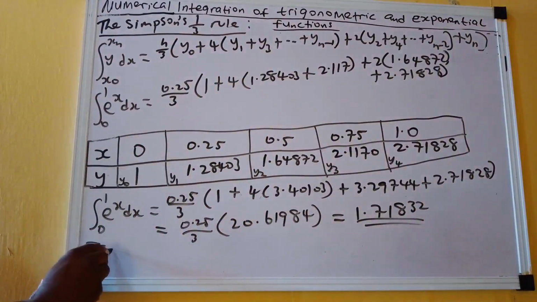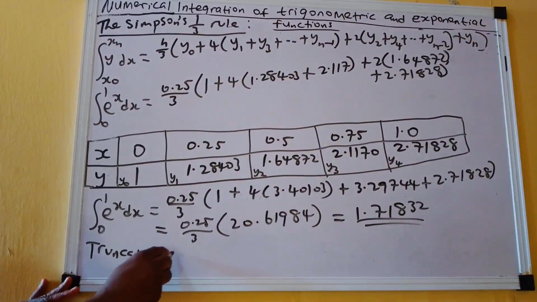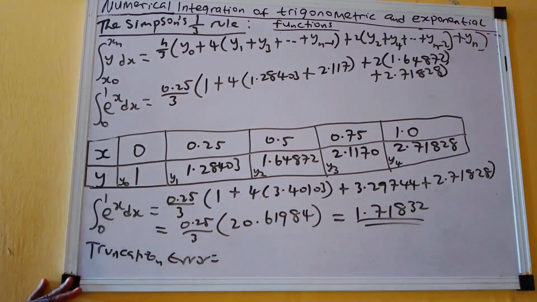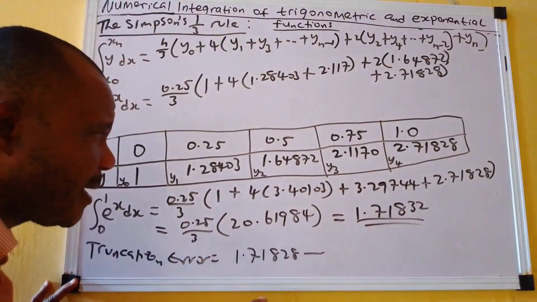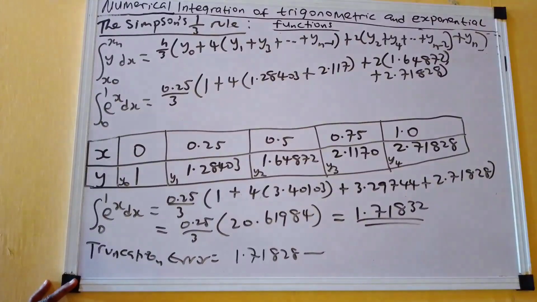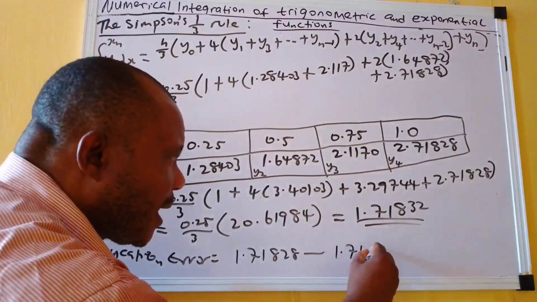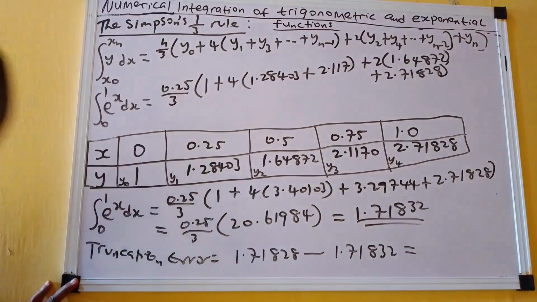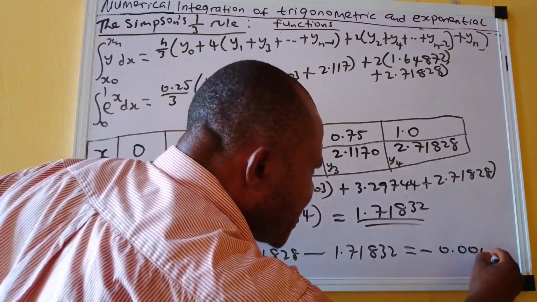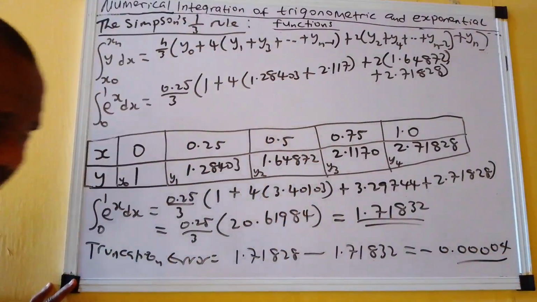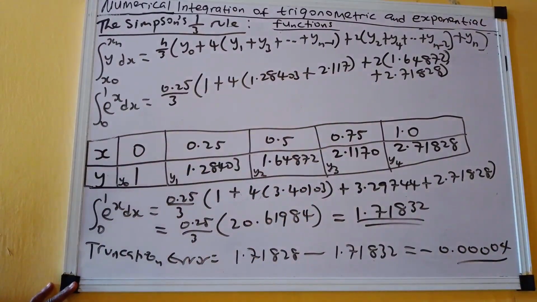Now our truncation error will be equal to the true solution, 1.71828, minus our numerical solution using the Simpson's 1 over 3 rule, 1.71832, and that will be equal to minus 0.00004. You see that? So that is what you have there. Now we have used that to solve.